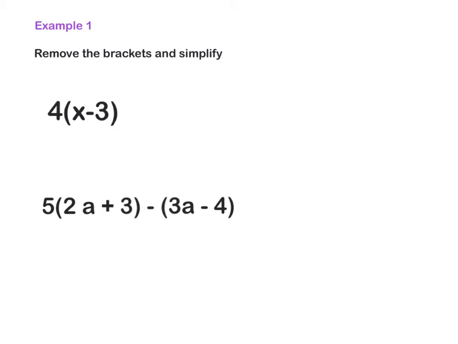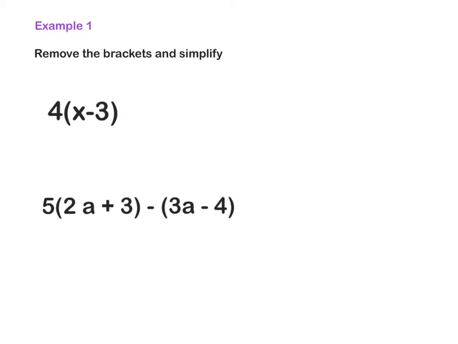Okay, so let's start with a really simple one. We have 4 and a bracket, and in the bracket we have x minus 3. If we don't have anything between 4 and a bracket, that means we need to multiply: 4 multiplied by the bracket. If we have a few terms in a bracket, we need to multiply 4 by every single term in the bracket.